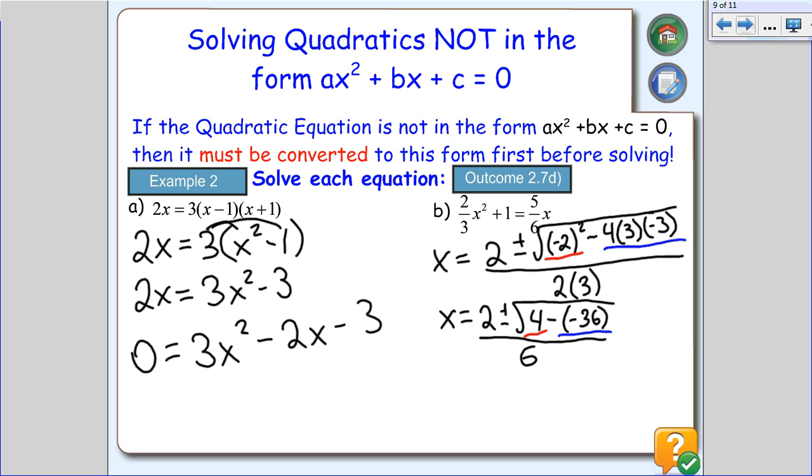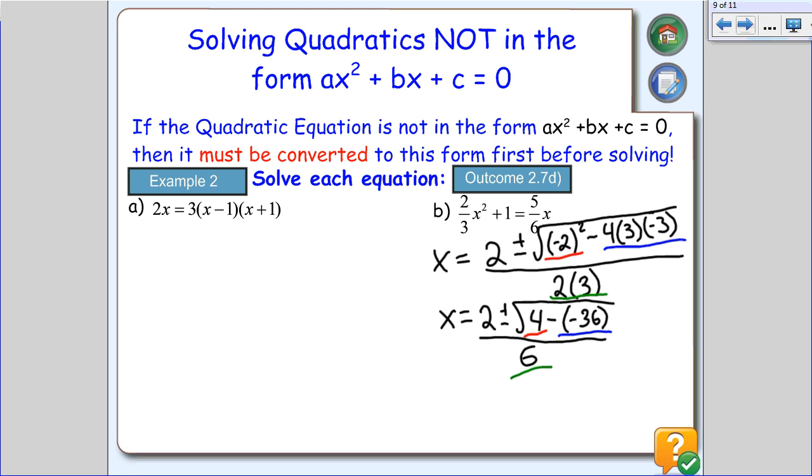Is everybody okay if I erase the left side? Okay. Erase the left-hand side. So we have x is equal to positive, oh, what am I doing? 2 plus or minus root 40 over 6. Root 40 can be simplified. Root 40 can be simplified to be 2 root 10. So x is equal to 2 plus or minus 2 root 10 divided by 6.